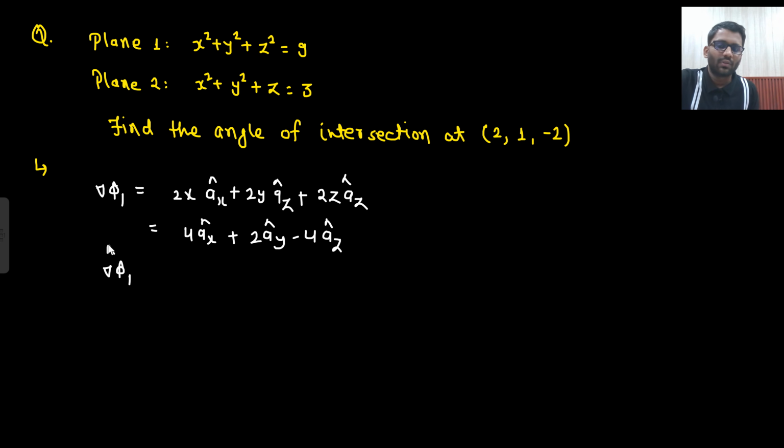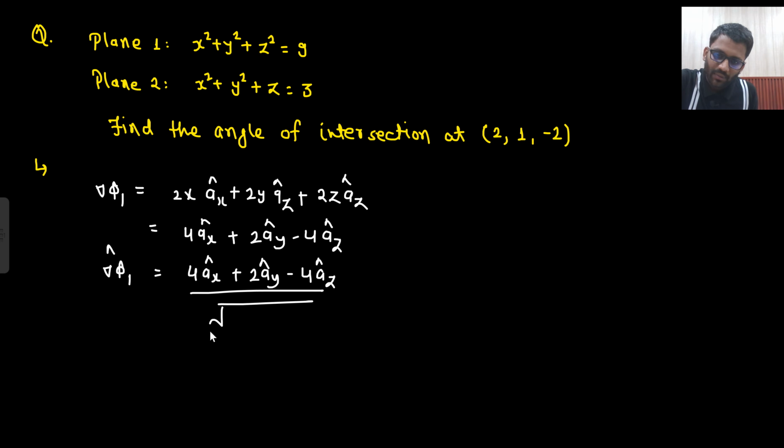Okay, and if I take the unit vector, this is not how it is generally shown, but just to write it down I am showing it with a cap here. I hope you will understand that I am finding the unit vector only. So what that would be: 4 ax cap plus 2 ay cap minus 4 az cap divided by the magnitude.